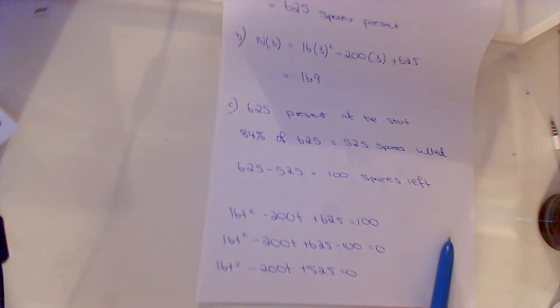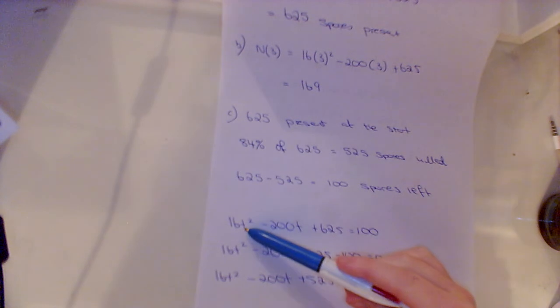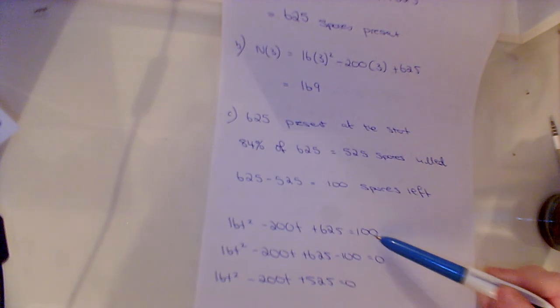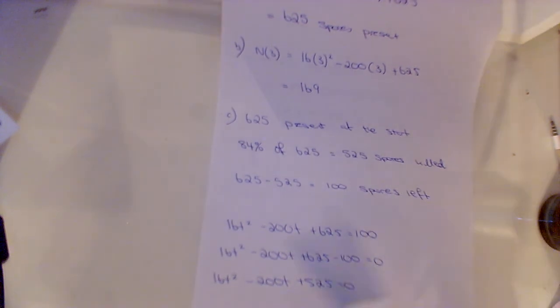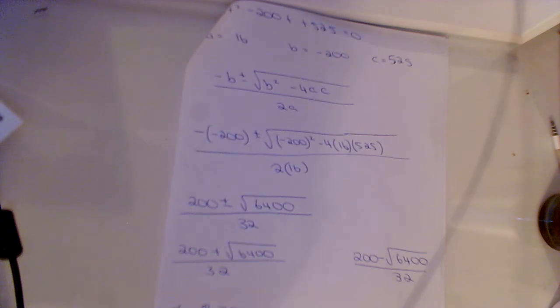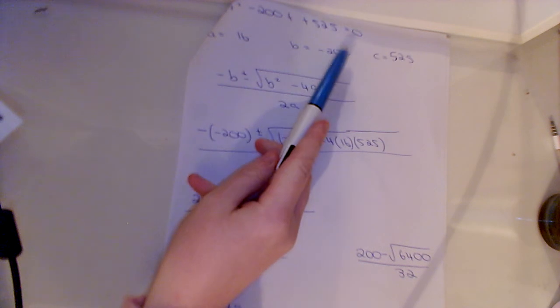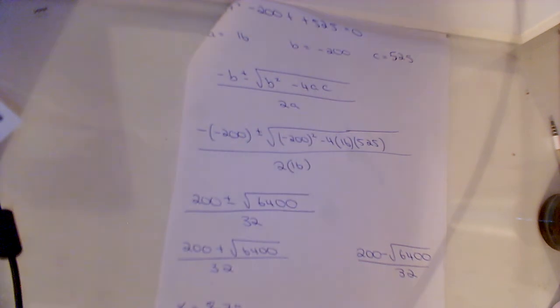So I'm after letting that equal 100, because I'm looking for the time that it takes for there to be only 100 left. I'm rearranging everything so that I can make my quadratic equation to solve for t. So now I solve it. I'll have 16t squared minus 200t plus 525 is equal to 0, and I'm going to solve this using my minus b method. So a is equal to 16, b is equal to minus 200, and c is equal to 525.